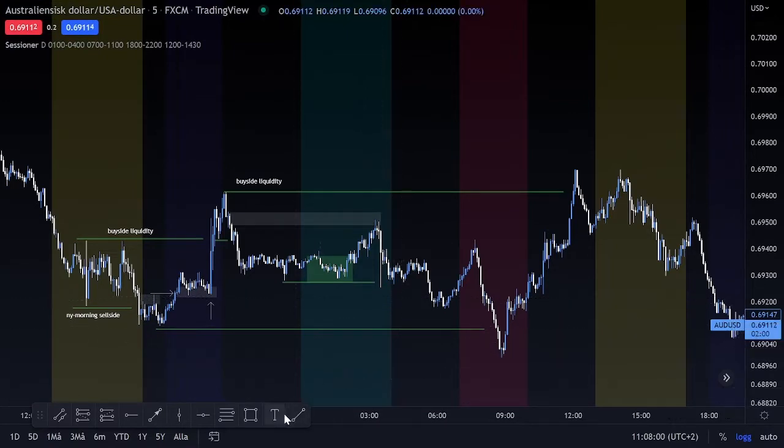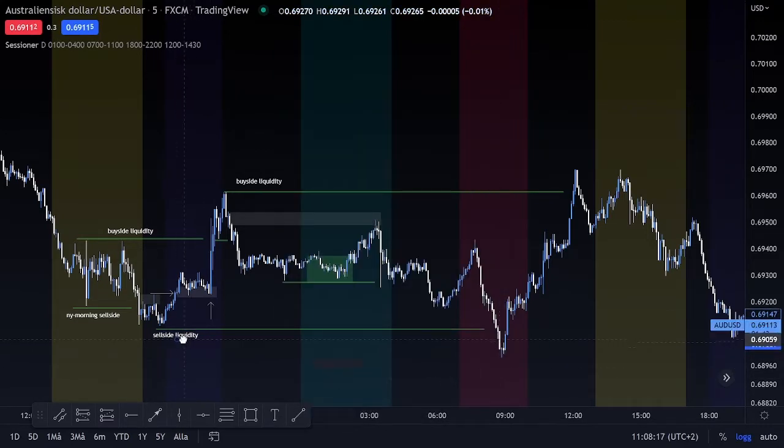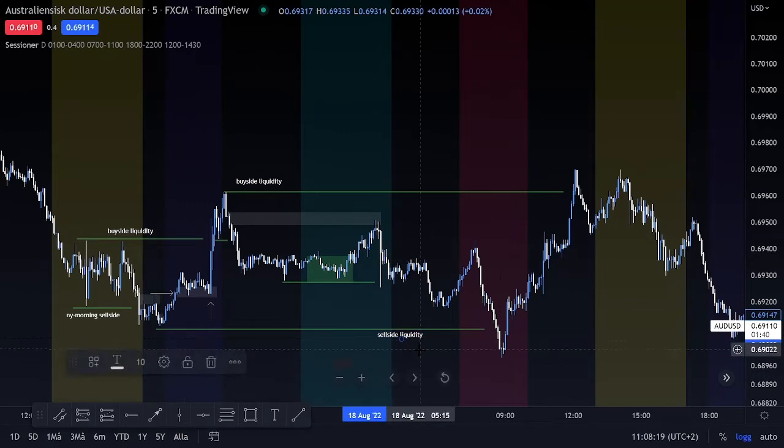So coming into the next session, which is obviously the London session, you're still inside the high and the low here and here. So you're inside the previous day's low sell side liquidity. Put it here.